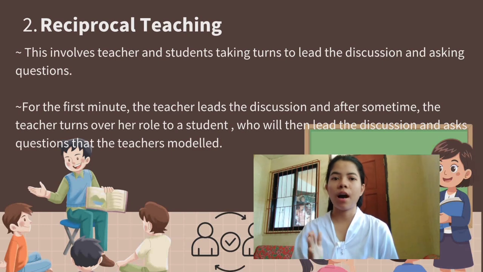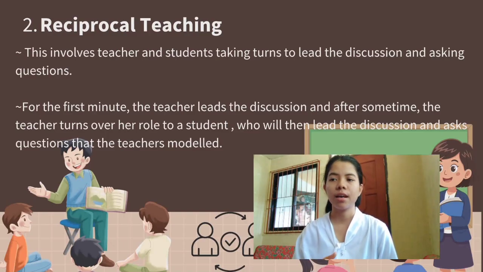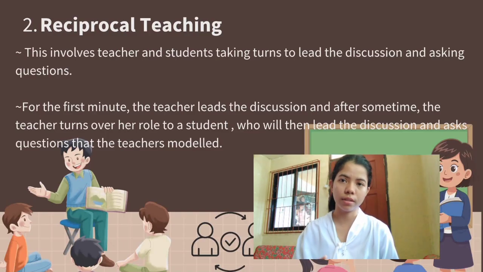So, how does reciprocal teaching work? For the first minute, the teacher leads the discussion, and after some time, the teacher turns over her role to a student who will then lead the discussion and ask questions that the teacher modeled.